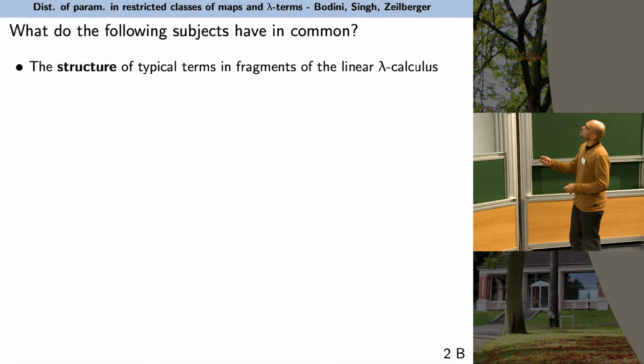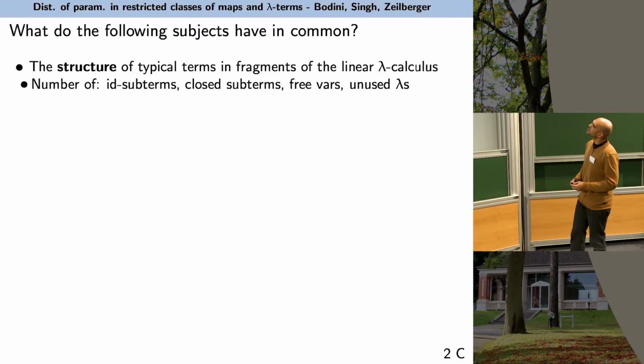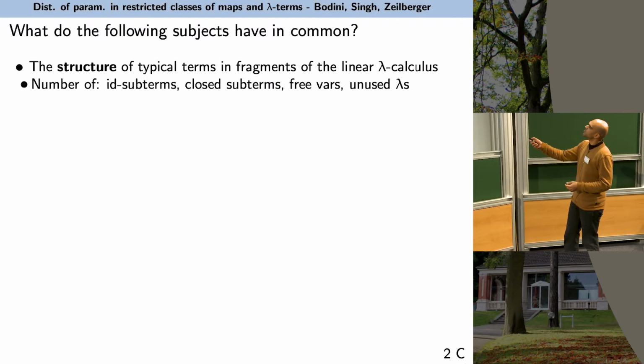And just to illuminate a bit the question, when I say structure, I mean the number of parameters, such as the number of identity subterms, of closed subterms, of free variables, and of unused abstractions, which we will all define later on in this talk.